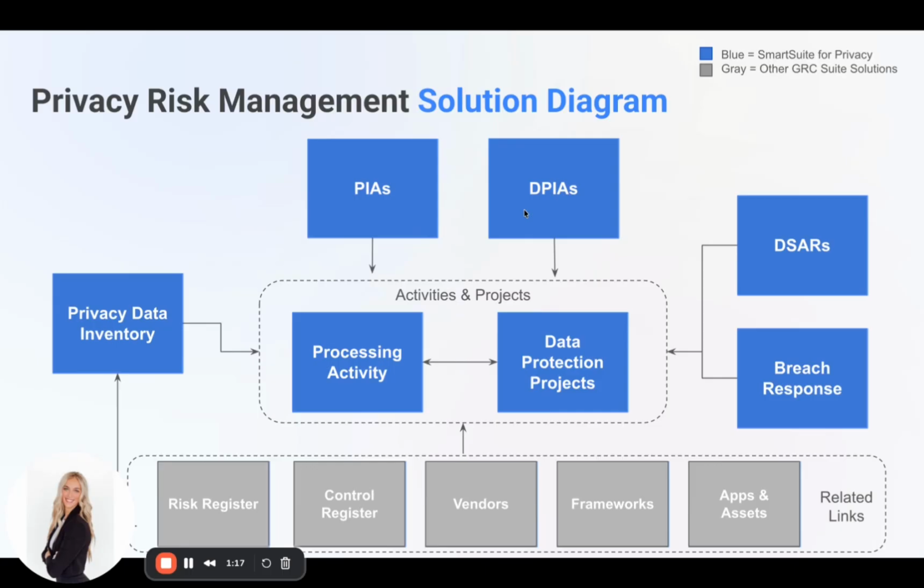Above, PIAs and DPIAs assess privacy impacts, while DSARs and breach response manage real-world compliance requests and incidents. All of these components link to related tables like risks, controls, vendors, and frameworks and applications, forming a live, traceable network across your GRC ecosystem. Together, they provide both top-down visibility into enterprise privacy risk and bottom-up traceability from individual data elements to organizational compliance.